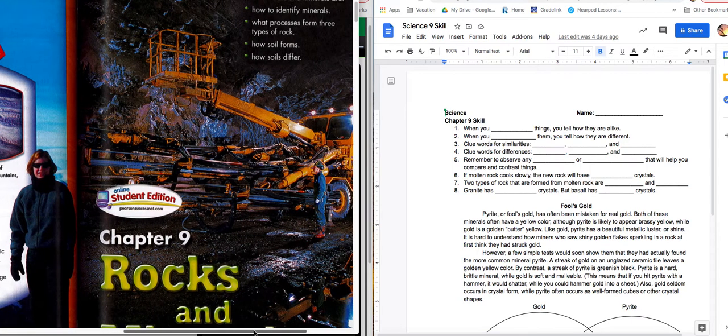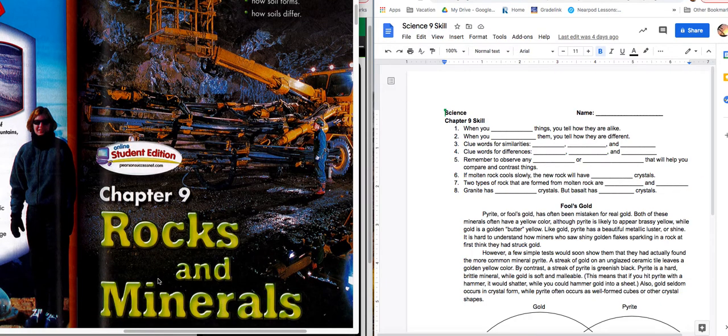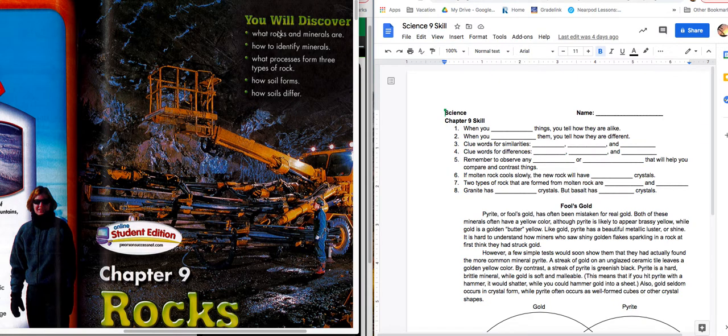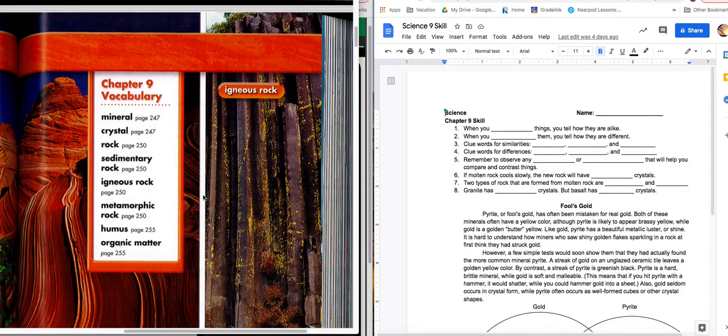Okay, guys, this chapter we're talking about rocks and minerals, and we'll see what this earth is made up of and how we use that. You can see how they kind of give us some goals. We're going to talk about what they are, how to identify them, how we make the different types of rocks, and then that's lesson 1. Lesson 2 will be how soil forms and the different types of soil. Okay.